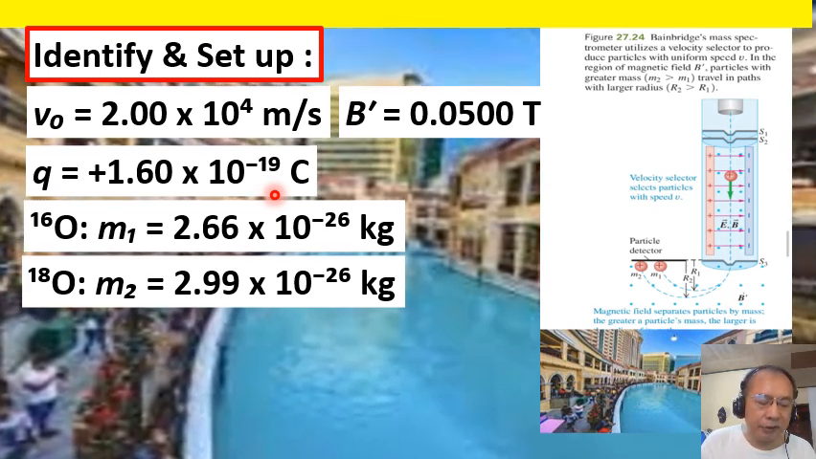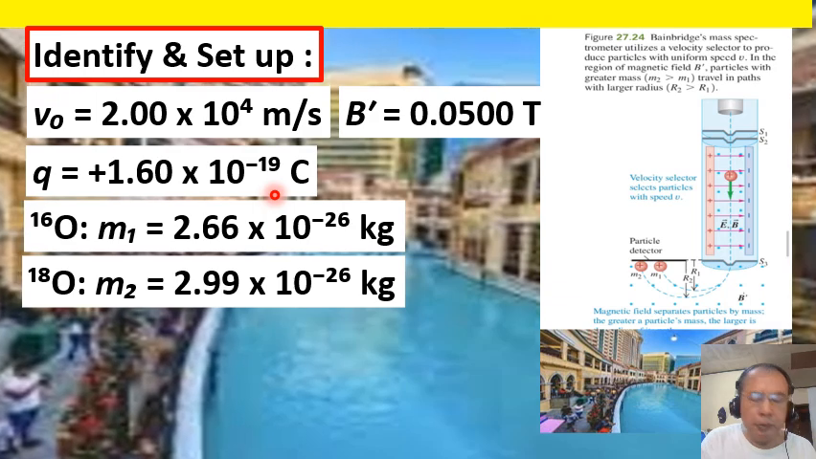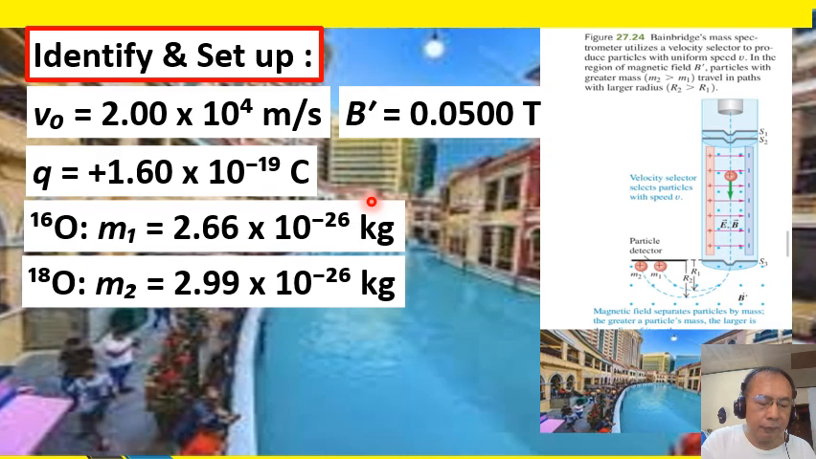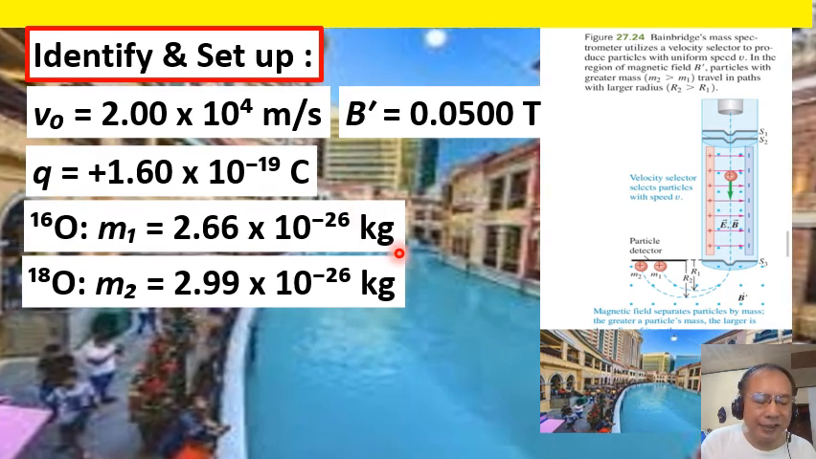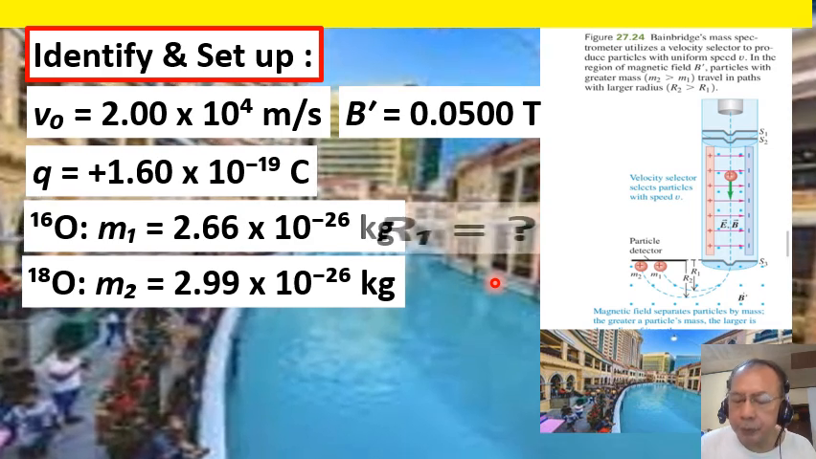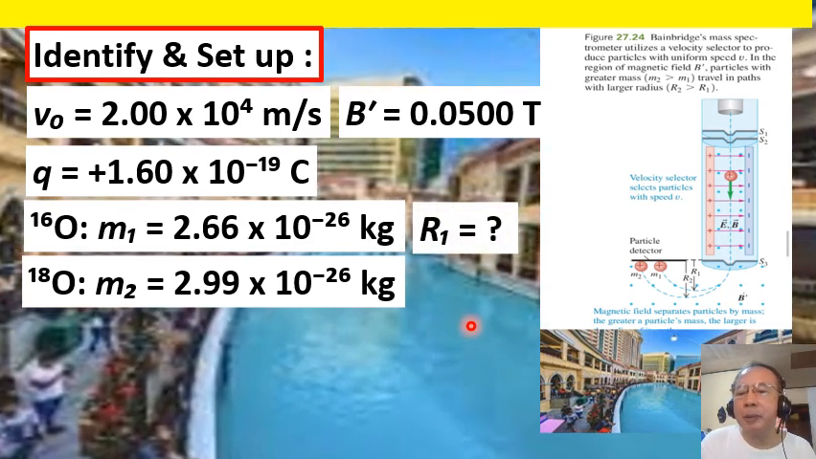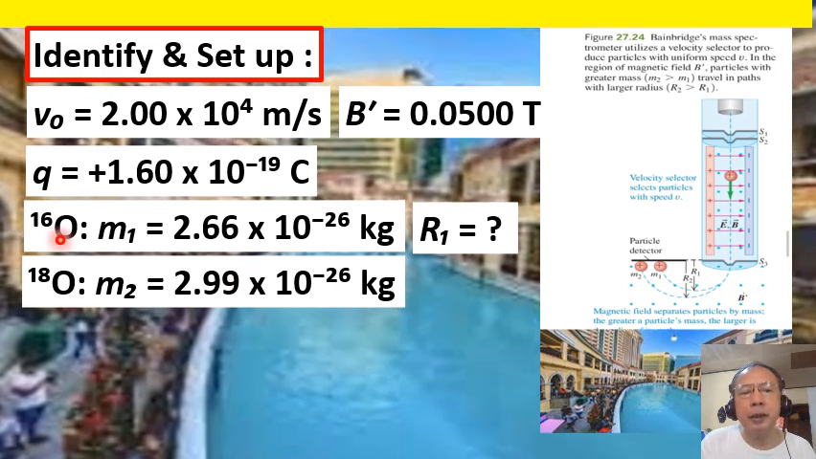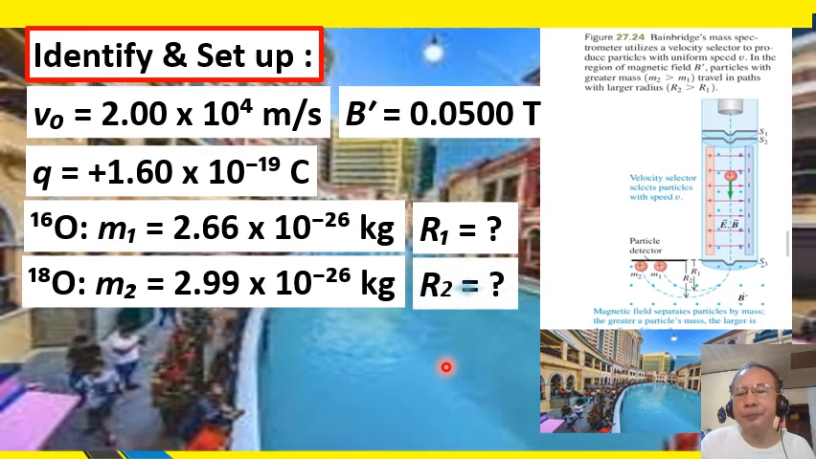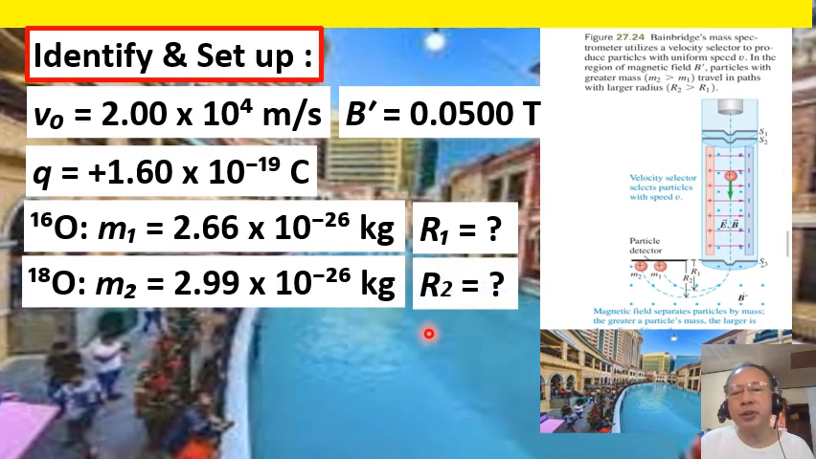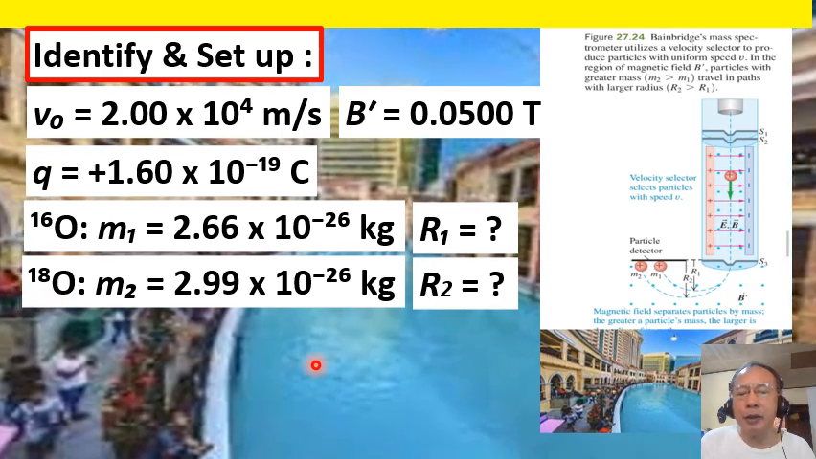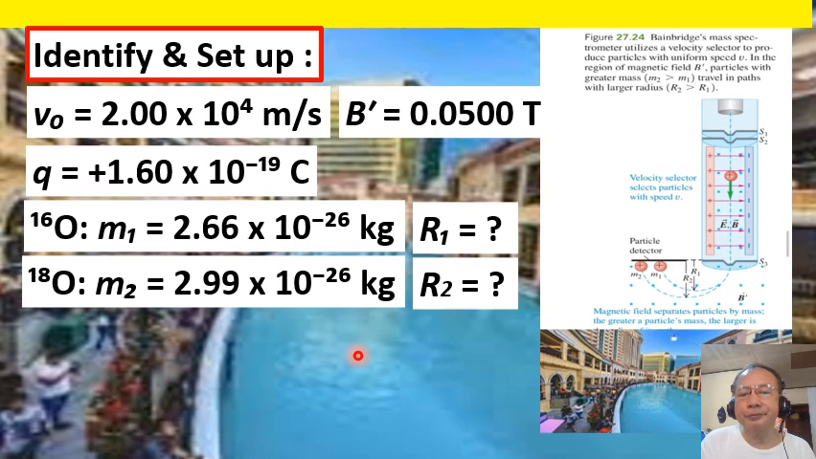Now, upon exit from the velocity selector, these ions move perpendicular to the external magnetic field B prime. We are asked to find the radius R. R1 is the radius of the semicircular path followed by the oxygen-16 ions, while R2 is the radius of the semicircular path taken by the isotope oxygen-18 ions.